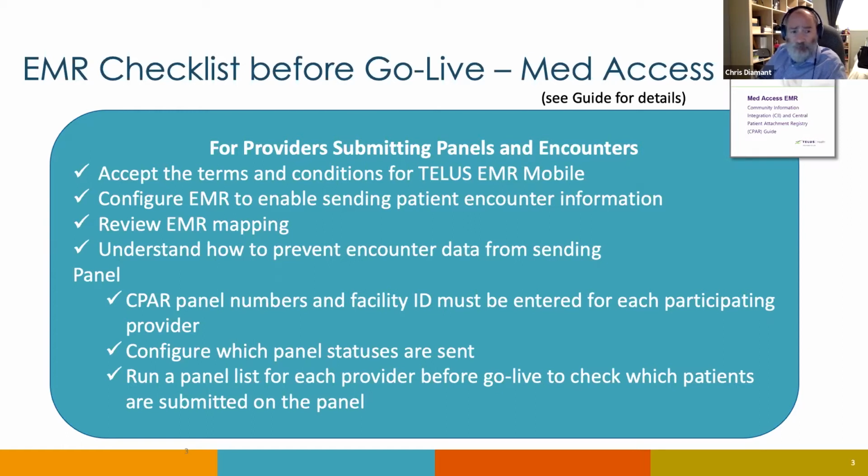There's also some things to do if you are submitting panels to the Central Patient Attachment Registry. Each participant is given a panel number, and that has to be entered into the EMR. Again, easy to do. You want to configure which panel statuses are sent, and I'll show you how to do that. And then you probably want to have a look at your panel list before you go live, just to check and make sure that all of the patients that you're expecting to be there are actually there.